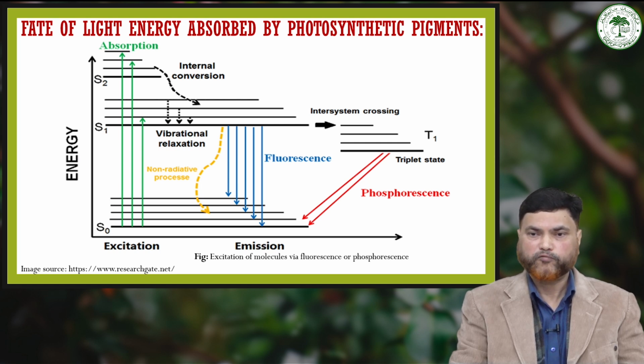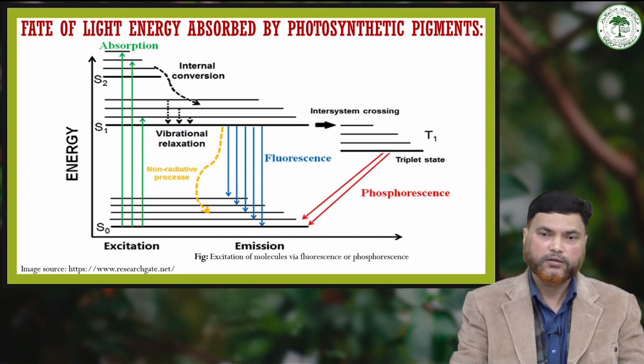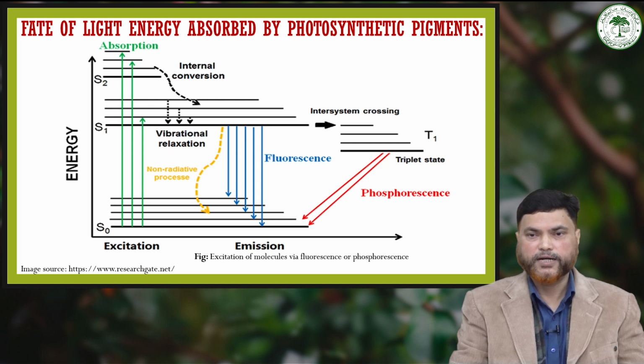Now, from the first excited state, that is S1, the excited electron returns to the ground state in two ways. One is it may lose extra energy in the form of heat. Second, it may lose extra energy in the form of radiation energy and this is called luminescence. If the luminescence arises because of the transition of electrons from a singlet excited energy state S1 to a singlet ground state S0, then it is called fluorescence.